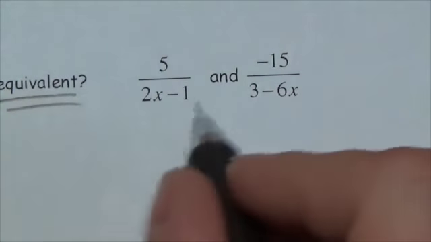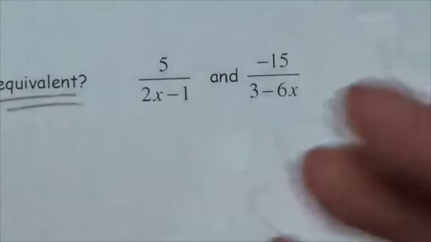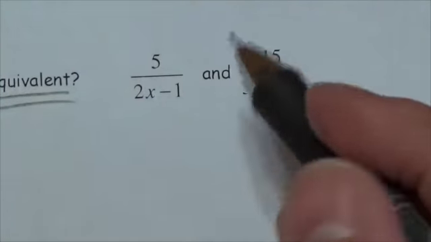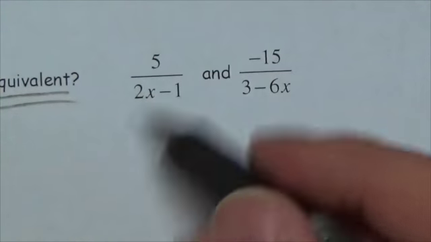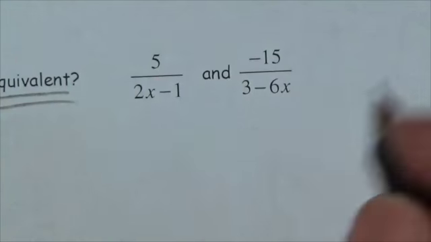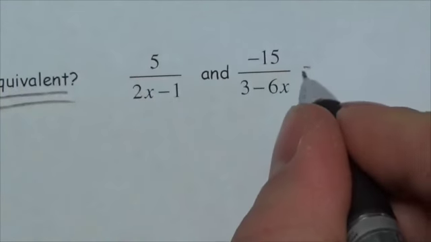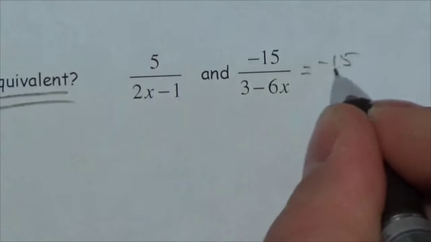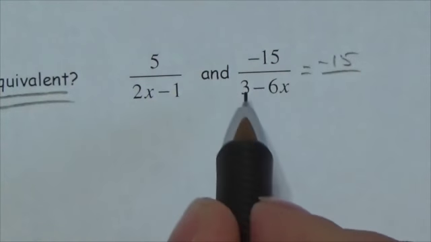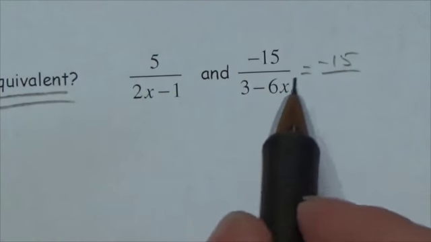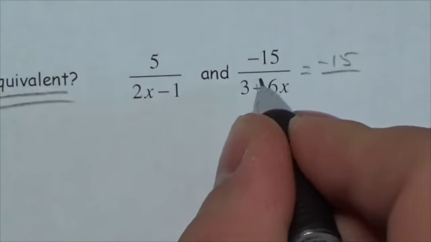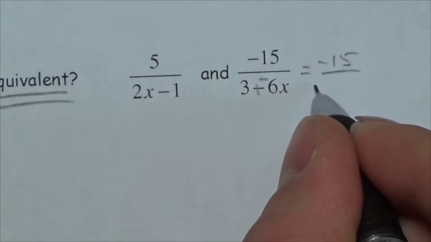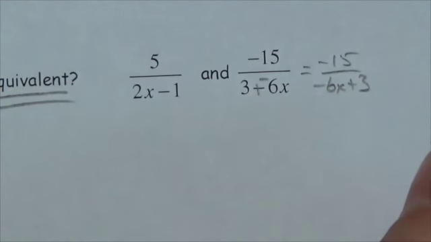So watch this. To figure that out here, what I would have to do is simplify and just see if they simplify to the same thing. Now, 5 over 2x minus 1, there's no factoring to be done here. There's no canceling. That is as simple as that's going to get. But up here, you can play with this a little bit. Can't do much with the negative 15. But notice my denominator, it's not pretty. The x is at the end. There's a negative in front. So I'm going to treat this as plus a negative 6x so that I can change the order, because order doesn't matter with addition. So negative 6x plus 3.